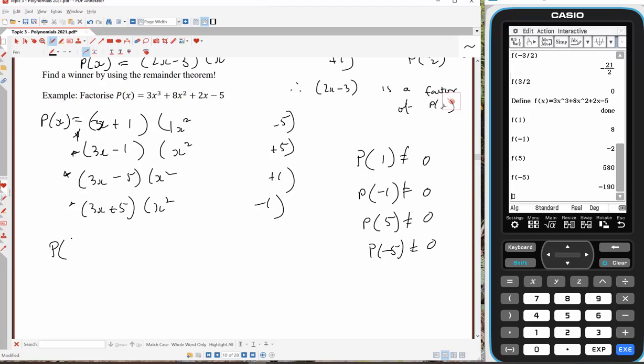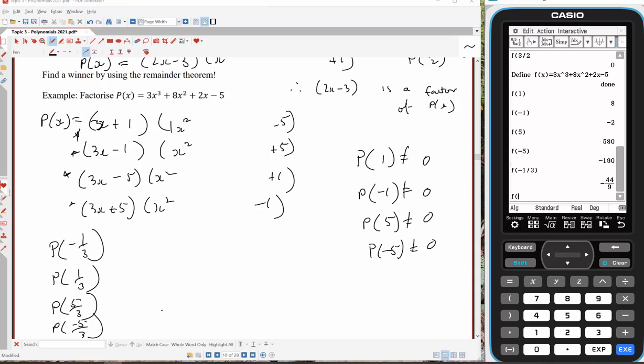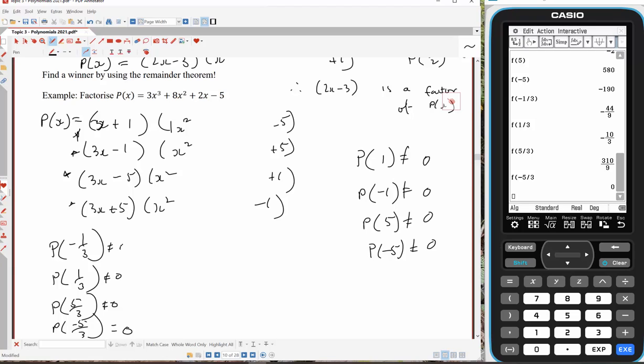So what we'll do is p of each of them. Negative 1/3 is that one. P of 1/3 is the second. P of 5 on 3 is the third. And p of negative 5 on 3 is the final one. Okay, so f of negative 1/3, f of 1/3, f of 5 on 3, and f of negative 5 on 3, the last one as well. Equals 0, doesn't equal 0, doesn't equal 0, doesn't equal 0.